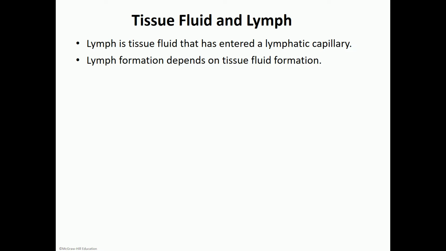After that fluid performs its function, it is going to gather cellular debris, maybe pathogens, different waste products from the cell. All of that is going to enter into the lymphatic capillary and now change its name from tissue fluid to lymph, which means that the amount of lymph that is formed will obviously depend on the amount of tissue fluid that is formed.